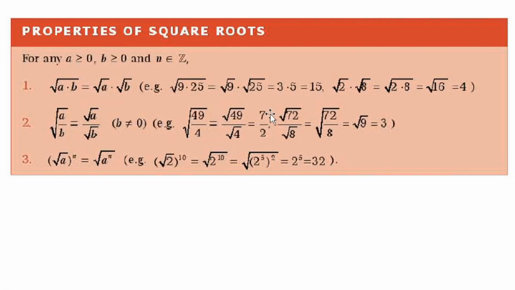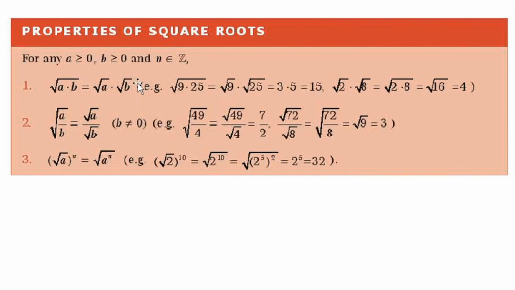Now we have to discuss some properties of square roots. For any a greater than or equal to 0, b greater than or equal to 0, and n an element of the integers, where this letter Z is the symbol for integer. On property number 1, the square root of a times b can be separated and written as the square root of a times the square root of b.